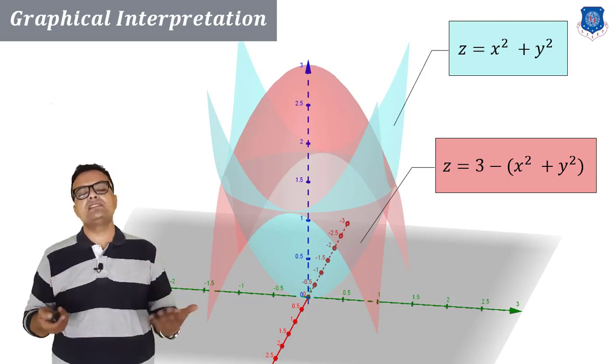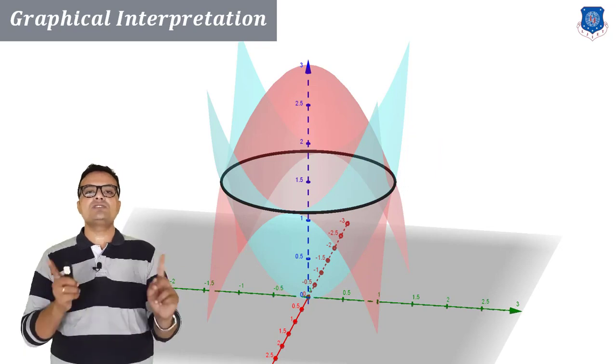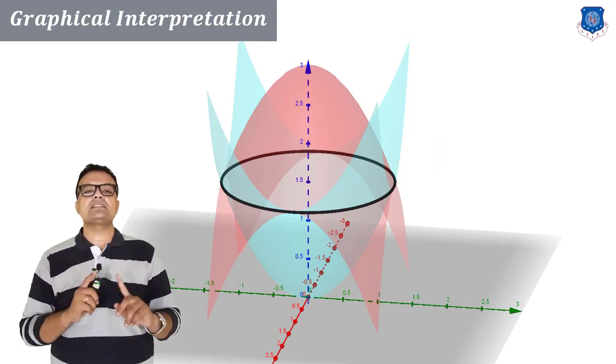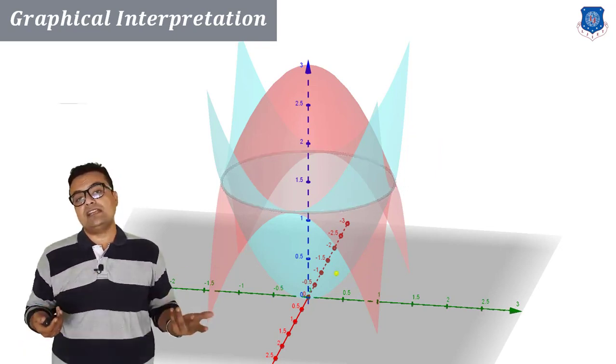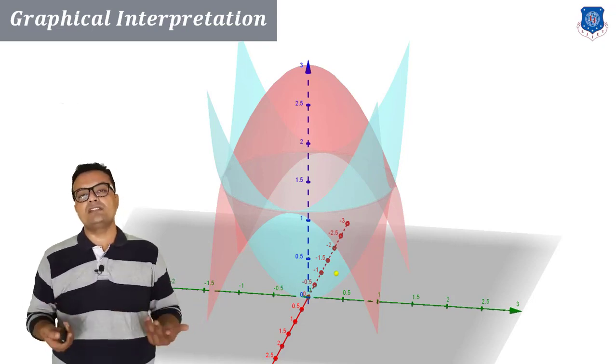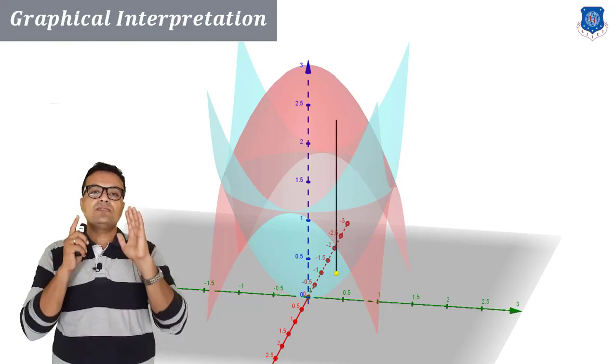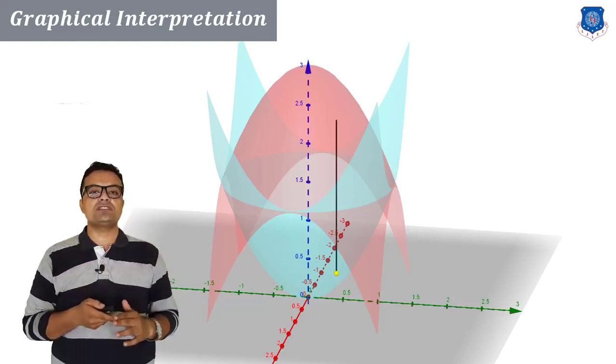So now how to find this volume? If you look carefully, there is an intersection of these two paraboloids on a circle which is actually x square plus y square equal to 3 by 2. We'll see later on how to find this intersection also. Now I am moving towards finding the volume of this structure.